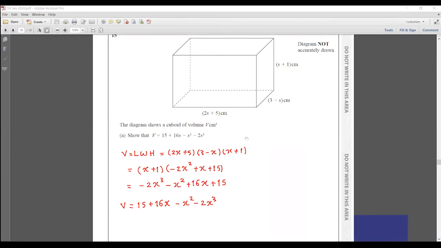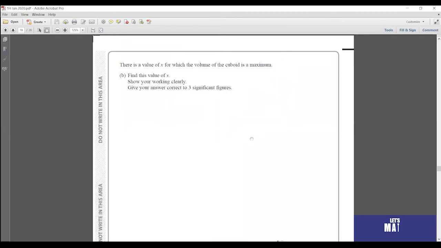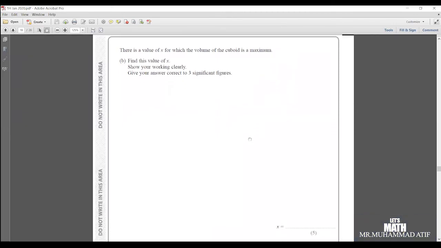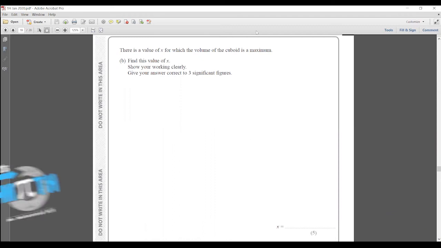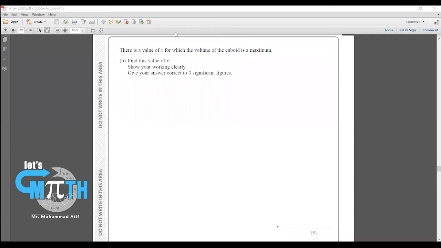Now we'll move to the second, which is more important. The second part, there is a value of x for which the volume of the cuboid is maximum. Once it's about maximum or minimum, it means we need to find the stationary point. How can we find the stationary point or points? By making the derivative equal to 0.